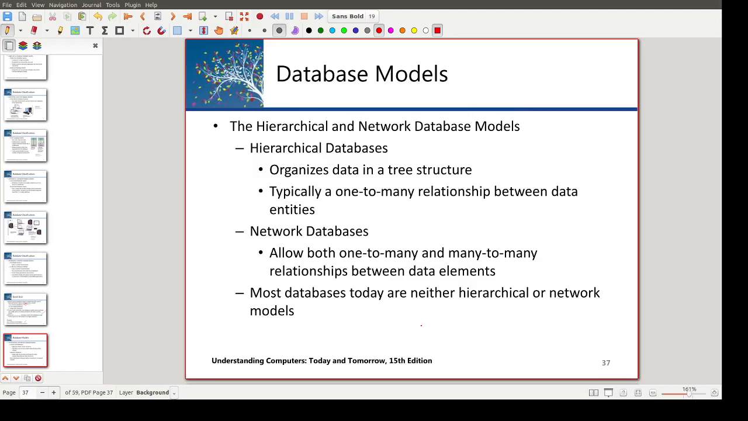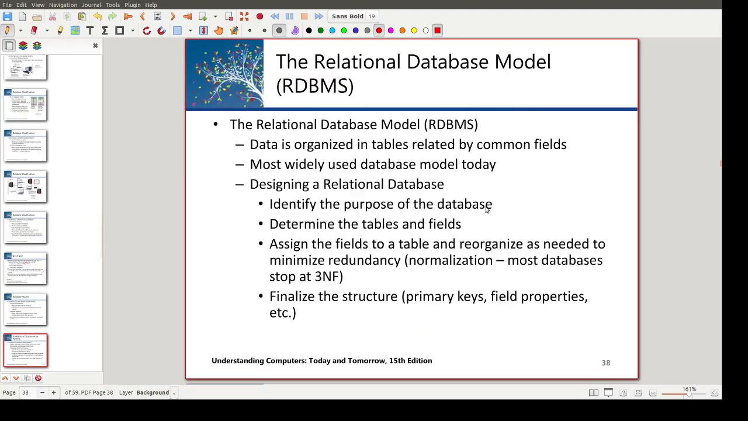But neither hierarchical nor network databases are used anymore today. In the relational database model, the RDBMS, the data is organized in tables related by common fields, which are called keys, and as you remember, it is the most widely used database model today. To design a relational database, you identify the purpose, determine the tables and fields, assign the fields to a table, and reorganize as needed to minimize redundancy. You do something called normalization, and most databases stop at 3NF. Finally, you finalize the structure, primary keys, field properties, etc.